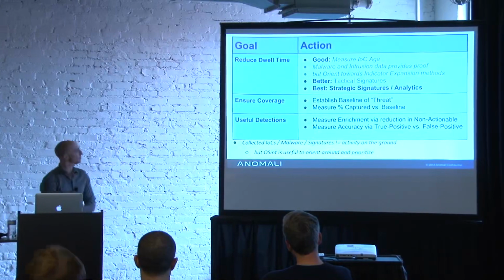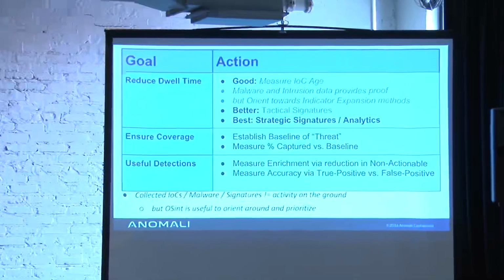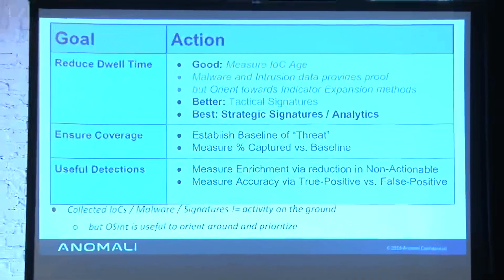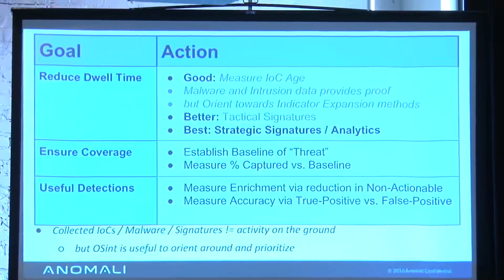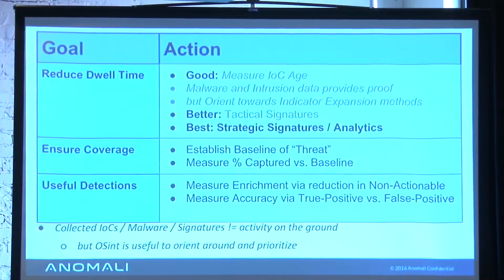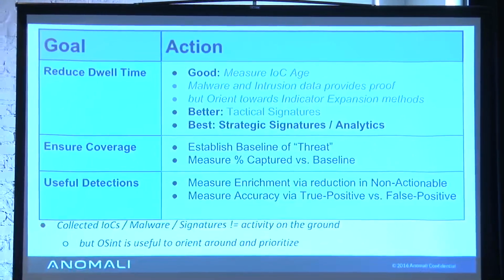Cool. So these are the major takeaways for the presentation and kind of concepts here. If you really want to reduce dwell time, measuring IOC age is a good way to figure out how well your data sources are helping you in getting ahead of dwell time. Better than that are tactical signatures, and the best are strategic signatures. Those are the only ways that you're going to get ahead of malicious actors instead of reacting to their activities.